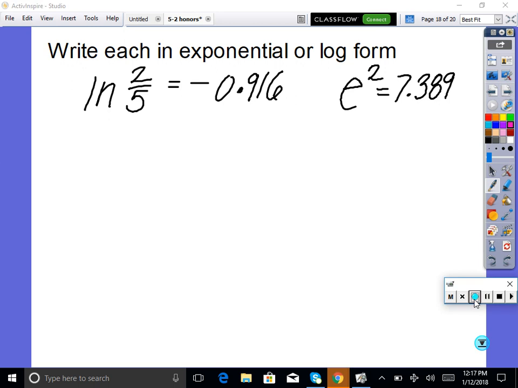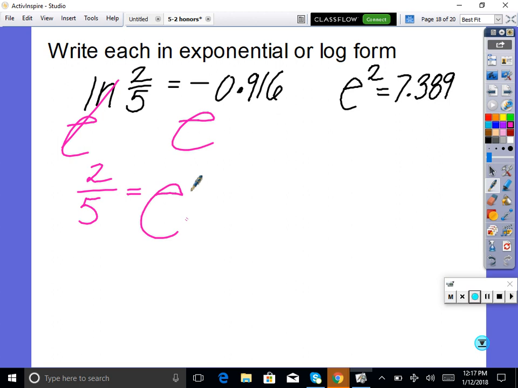So how do we undo ln? e both sides. So then we would have 2/5 is equal to e raised to the -0.916. And I promise you that is true. You could type it into your calculator. Type in e raised to that, and you would get the same as 2 divided by 5. So we've just rewritten it in exponential form.